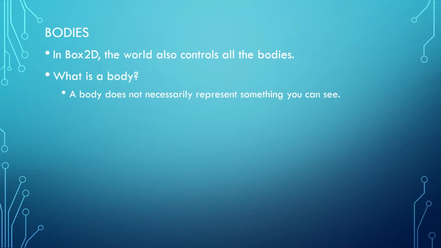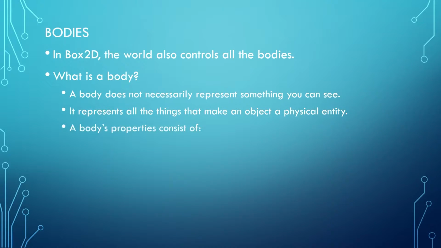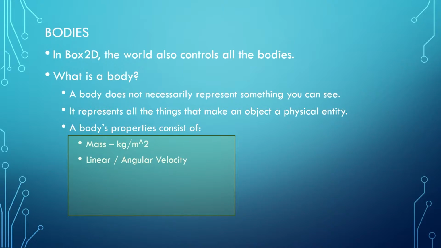A body in Box2D is a rigid body, which in physics is a solid body that does not deform or change. A body doesn't necessarily represent something you can see. However, it does represent all the things that make an object physical. A body's properties consist of the mass, usually in kilograms per meters, linear and angular velocity, rotation or angle of the body, the positional coordinates in the world, and many more properties once fixtures and body definitions get involved.